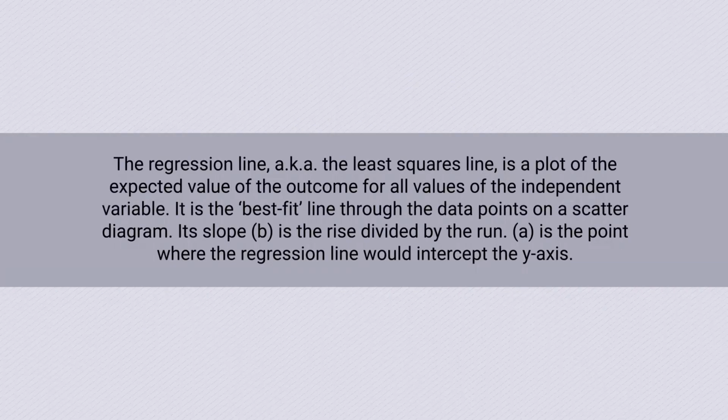The regression line is the least square line, a plot of the expected value of the outcome for all the values of the independent variable. It is the best fit line, which we have already covered through the data points on a scatter diagram. Its slope is the rise divided by the run, and the intercept is the point where the regression line would intercept the y-axis.